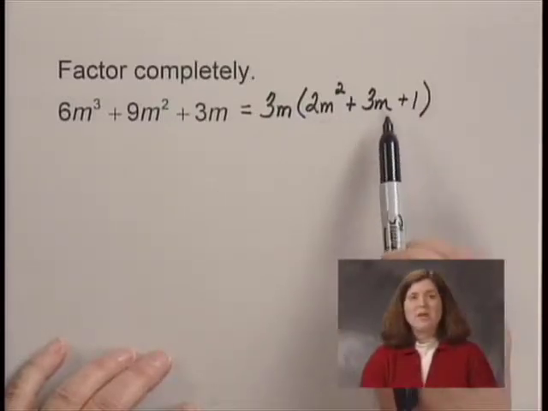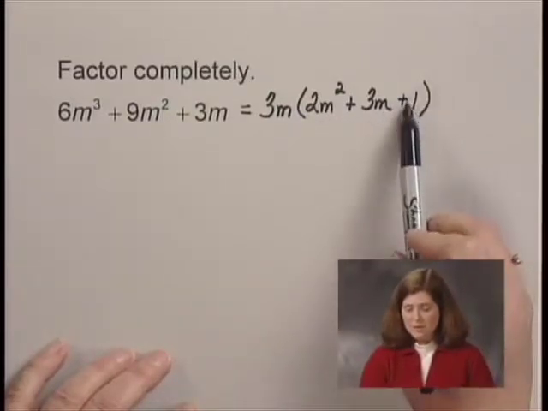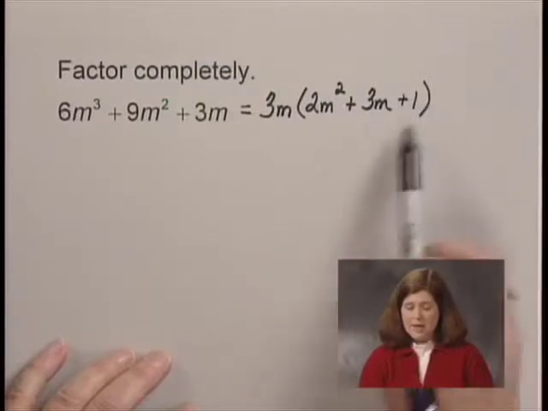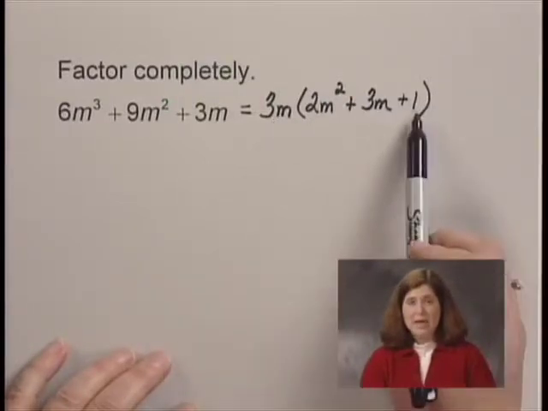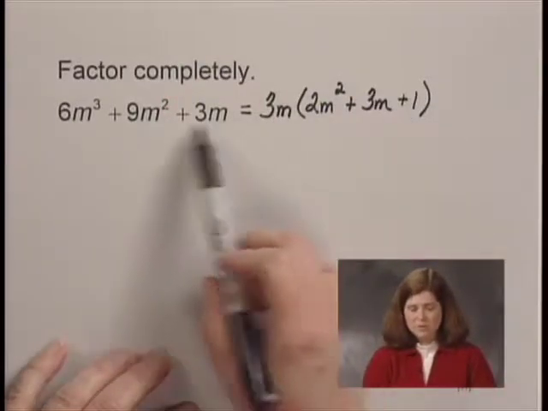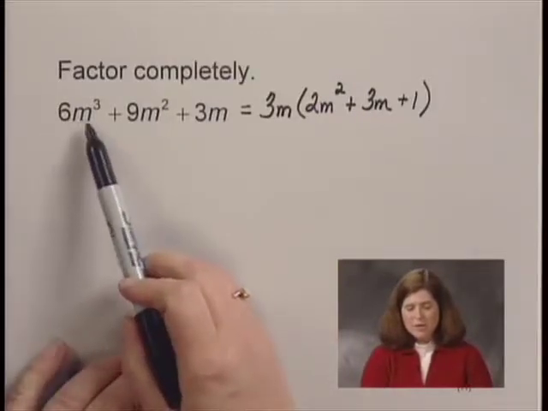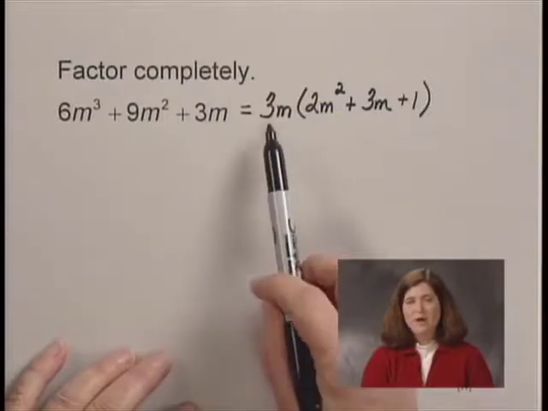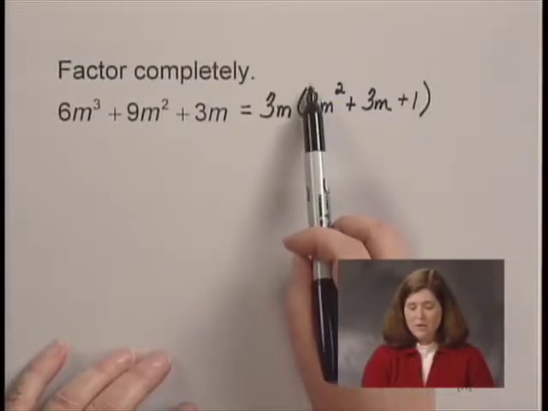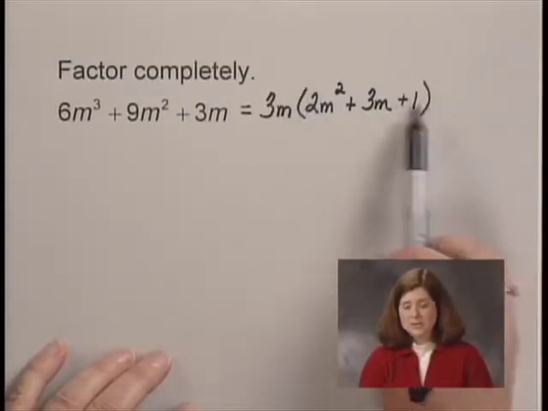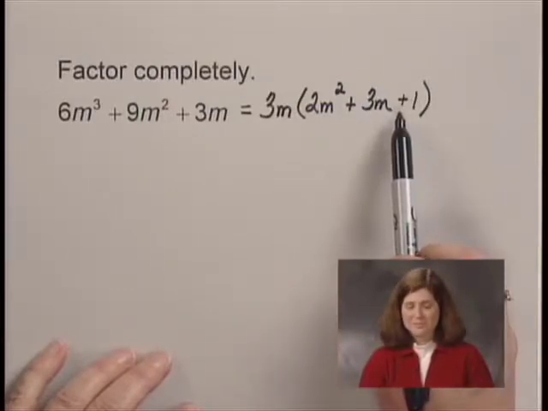Now when you factor, be careful to write in this term of 1. As a check, you can always multiply out to see if you have the original polynomial. You can also remember that if you start with 3 terms, when you factor out a common factor, what's left inside your parentheses should also have 3 terms.